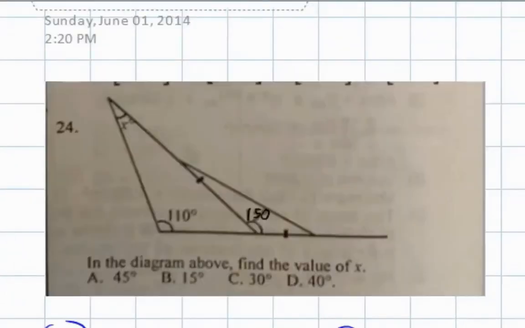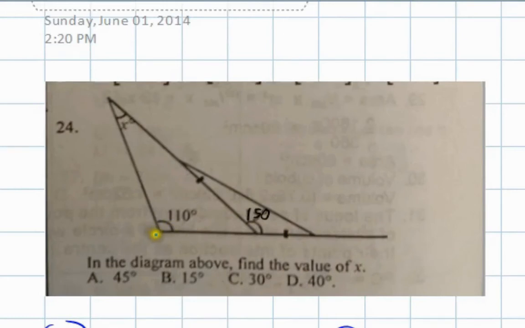Question 24 says, in the diagram above, find the value of x. So here we have two triangles, and they want us to find the value of x. So we're going to use what they gave us to our advantage. This angle right here is 150 degrees. This one is 110, and we want to know x.